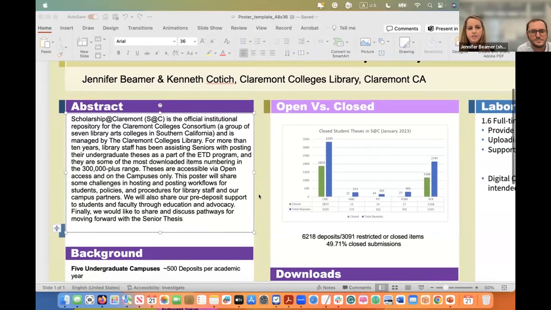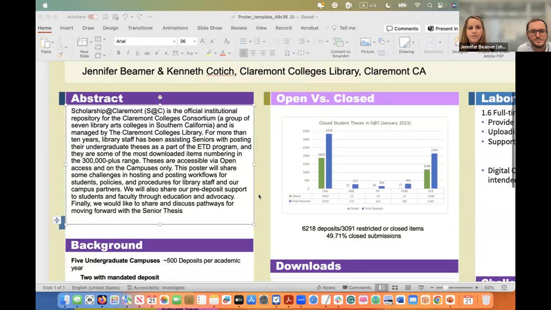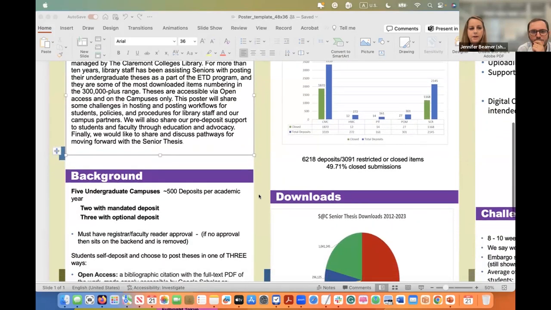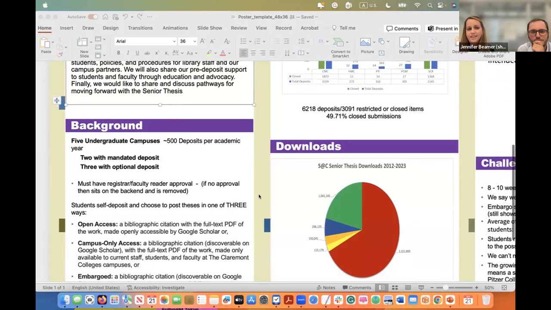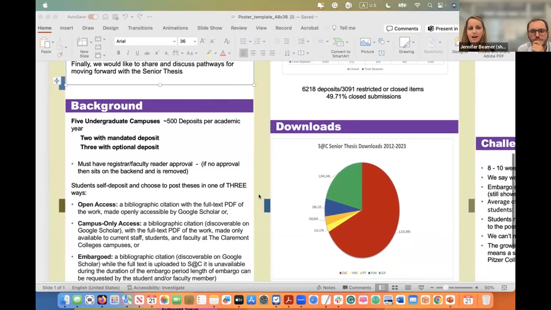So essentially, we have a fairly robust senior thesis program. It's existed for about 10 years. We have about, not very many in the scheme of things, but about 500 deposits per academic year. A portion of those come from two institutions that mandate students cannot graduate without depositing their senior thesis in our repository. And then three of those five undergraduate institutions have this optional deposit, and it's really up to the student.